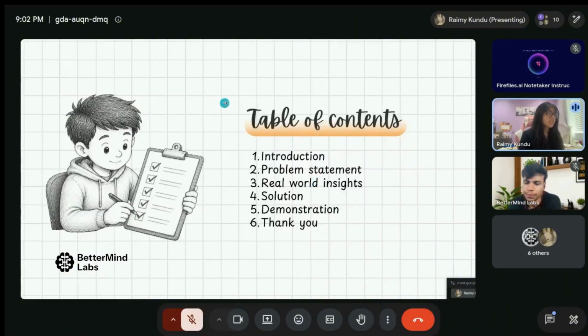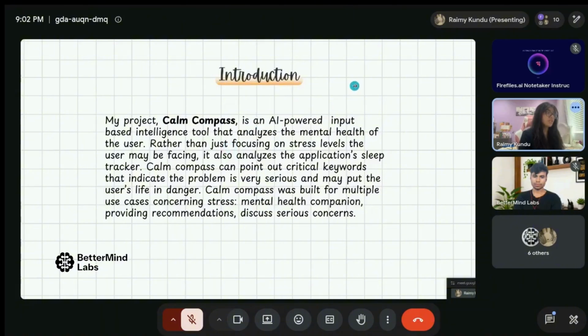So this is just the table of contents. Today I'll be going over an introduction of my application, the problem statement, real-world insights, the solution that we came up with based on the problem statement, a demonstration of the actual application, and a final thank you and room for questions. So the introduction.